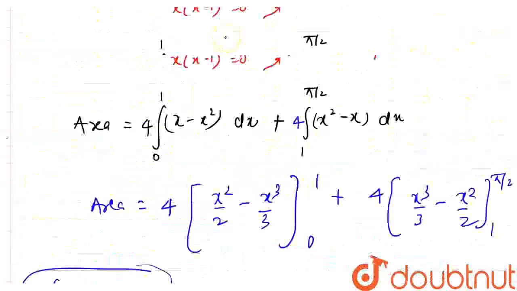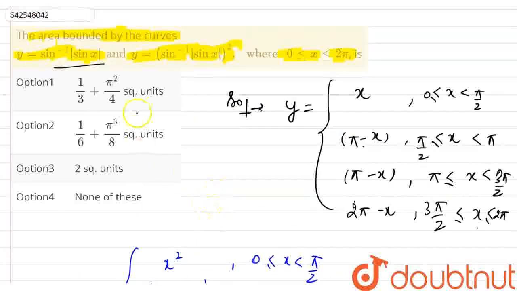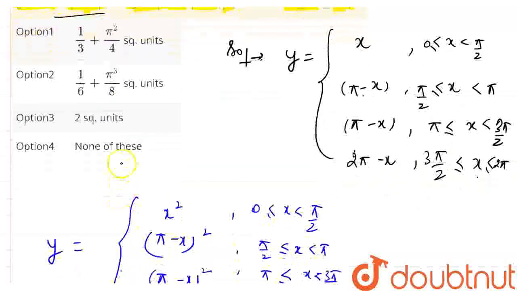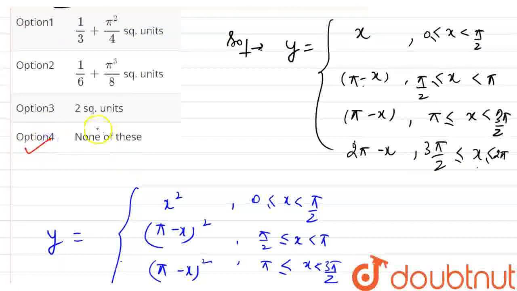Let's check the options. We don't have that option. So that's why option 4, none of these, is correct.